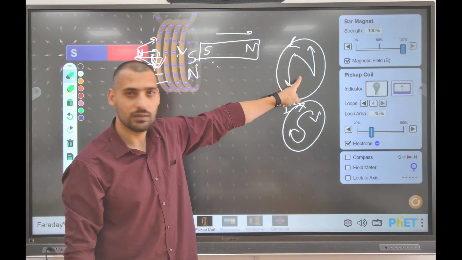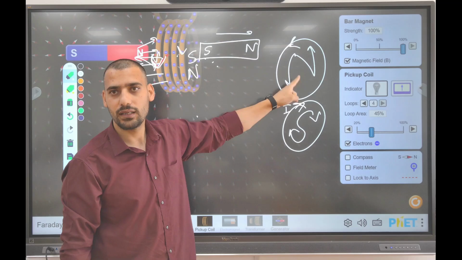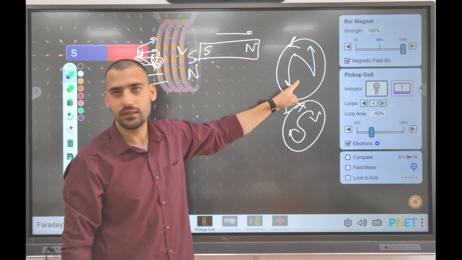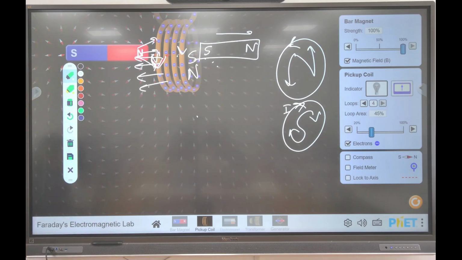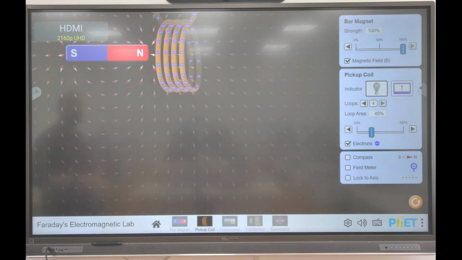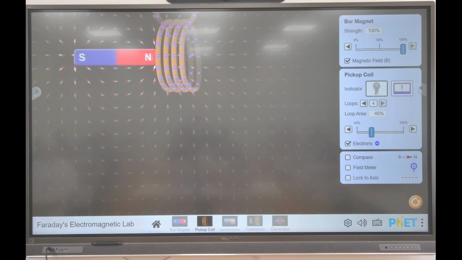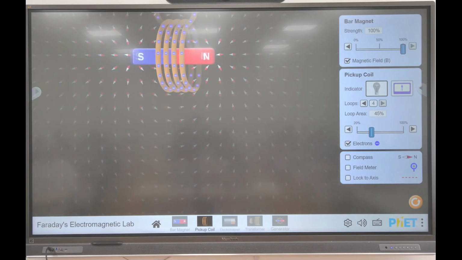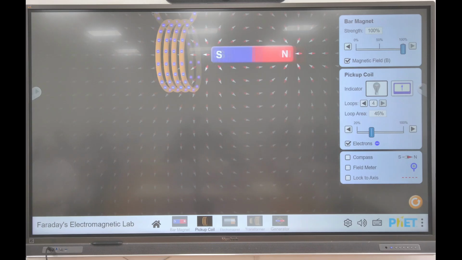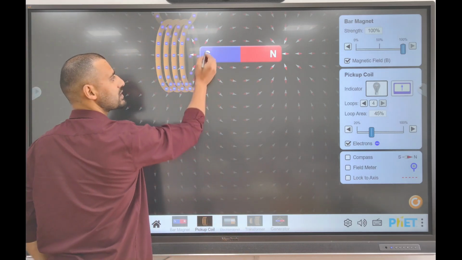How will it generate north? By developing current in anti-clockwise direction. Is that fine? So here, see what will happen? Oh, I have to remove it. When this bar magnet is approaching, see the direction of the current. Is it anti-clockwise? Yes? And then when it is taken away, see? South. When this is taken away, now the south pole is here, is it?